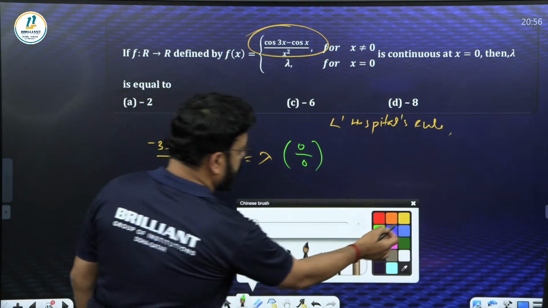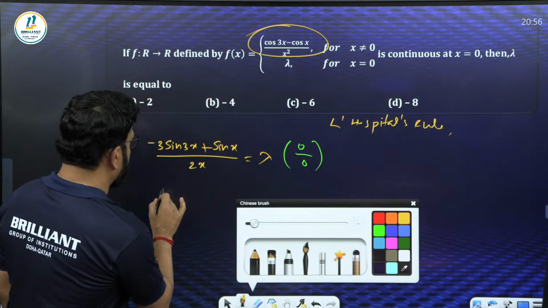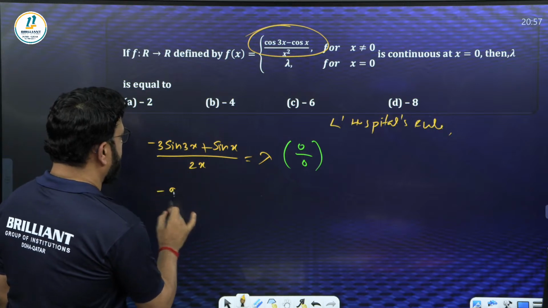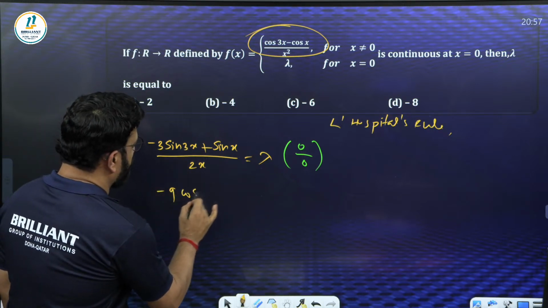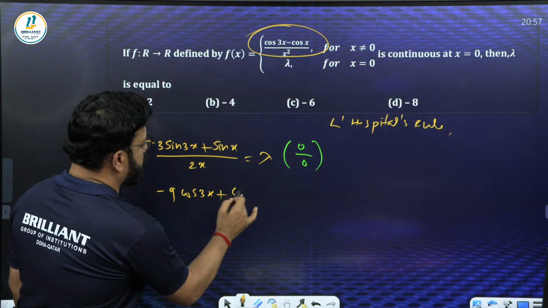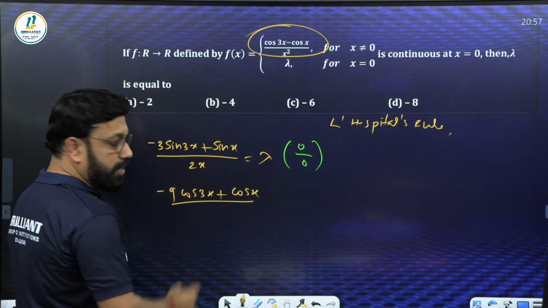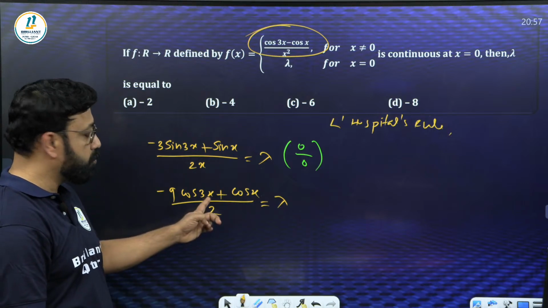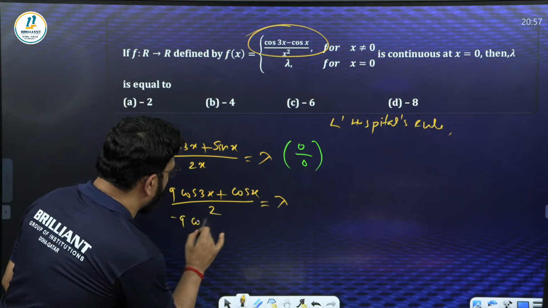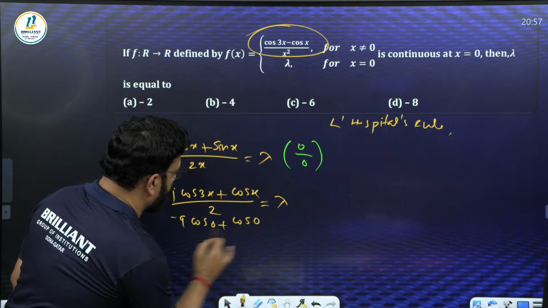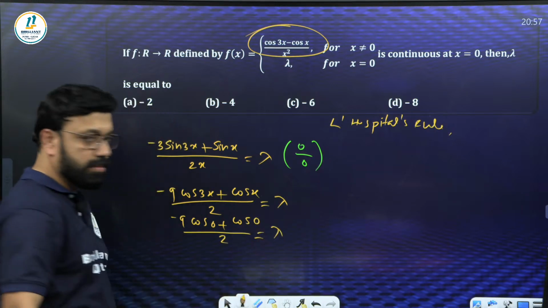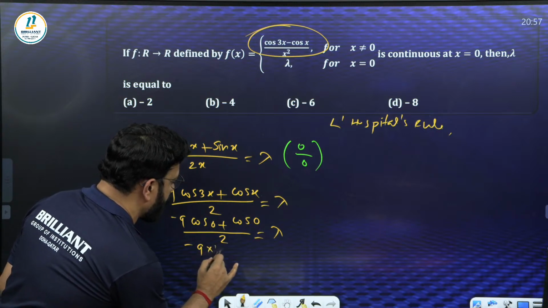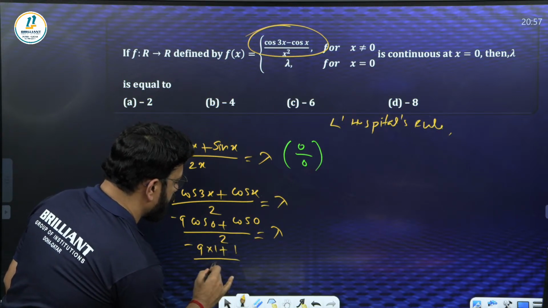What's the derivative once again? Please see, minus 3 sin 3x goes to minus 3, 3s are 9, cos 3x. Sin x derivative goes to cos x by 2x derivative 2, equal to lambda. Now substitute the value of x equal to 0. It goes to minus 9 cos of 0 plus cos of 0 by 2 equal to lambda: minus 9 into 1, plus cos 0 which is 1, by 2.